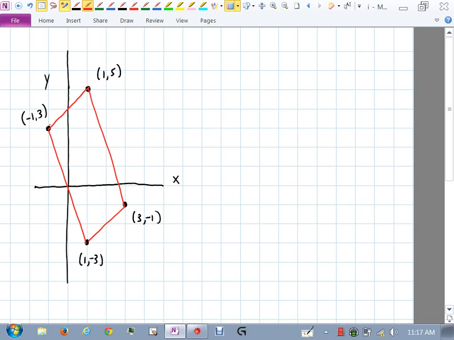So now what I'd like to do is see what happens to this when I take it over to the UV plane through this transformation. So there's a couple of ways to look at this.